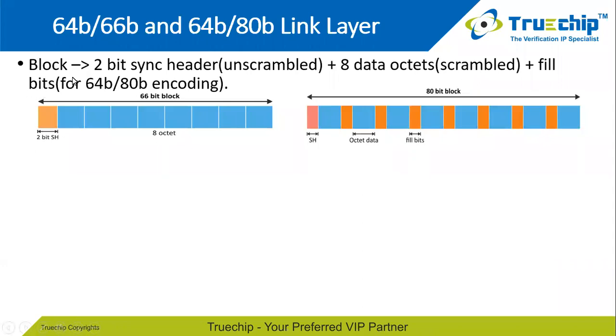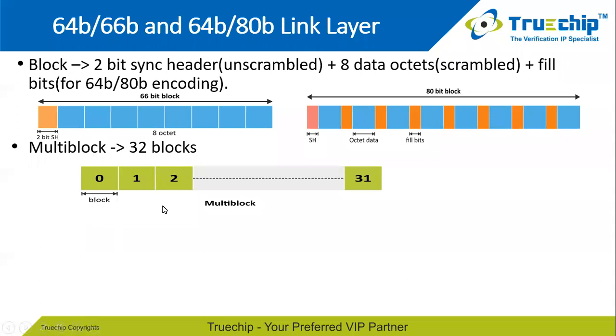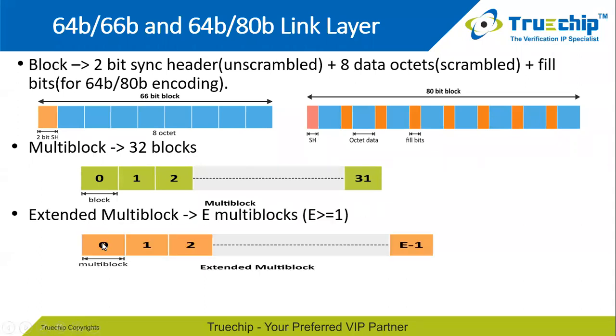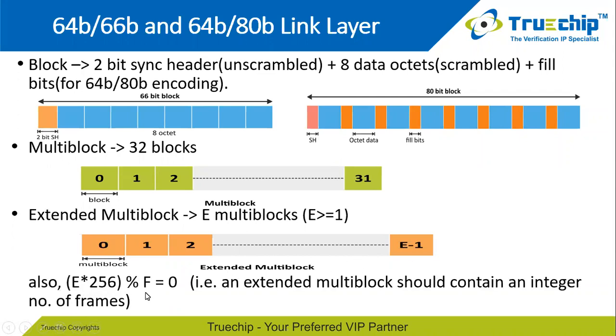So at the beginning, let us understand a few definitions that are used in these layers. A block is a structure with 2 bits of sync headers plus 64 bits of data plus fill bits in case of 64-bit 80-bit encoding. A multi-block is a collection of 32 blocks, and an extended multi-block is a collection of E multi-blocks. Also, an extended multi-block should contain an integer number of frames. So moving on to the next slide.